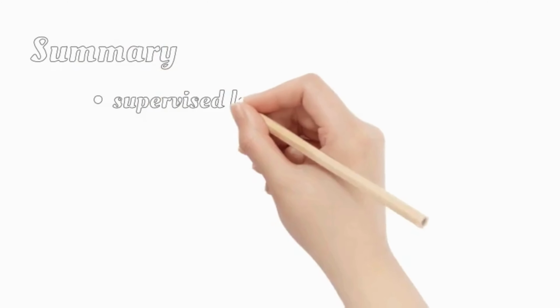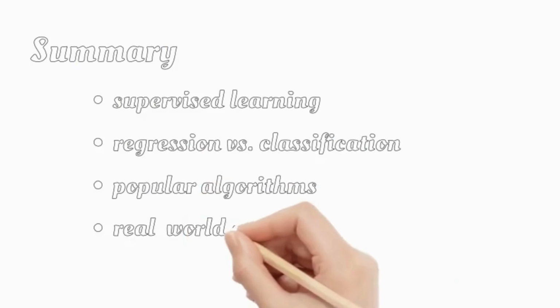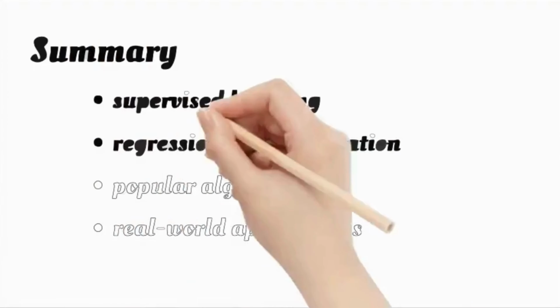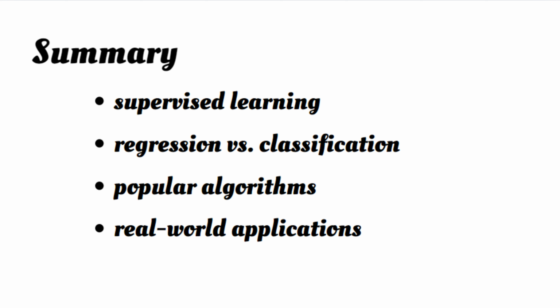In summary, supervised learning is a powerful technique in machine learning that relies on labeled data to train models for predicting outcomes. Whether you're working with continuous data in regression or categorical data in classification, understanding the right algorithms and approaches is key to success.